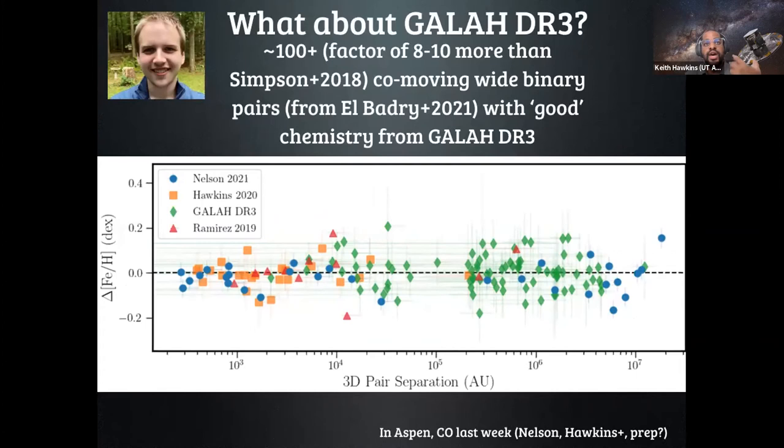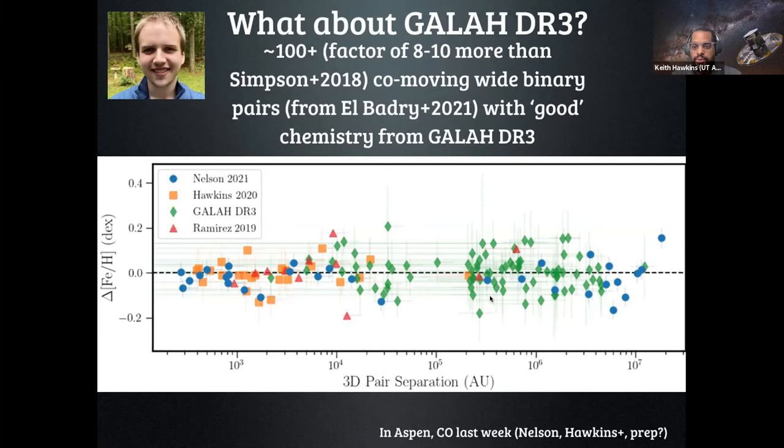That GALAH sample is now shown in green, and it overlaps quite nicely with our original sample of just 40 pairs, but now this is almost 100 pairs. It's a little bit more dispersed, but that's expected because, again, the resolutions are a little lower and there is potentially some noise. But this is something worth following up, and something we're thinking about doing in our group.